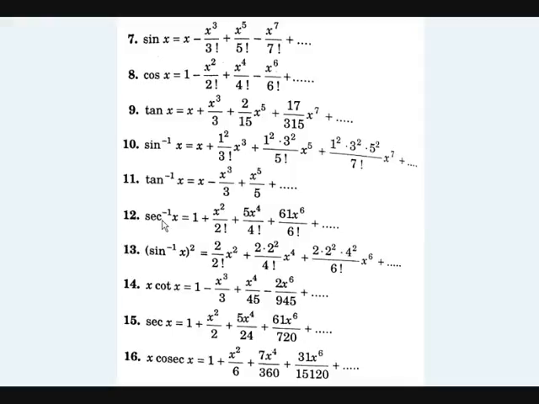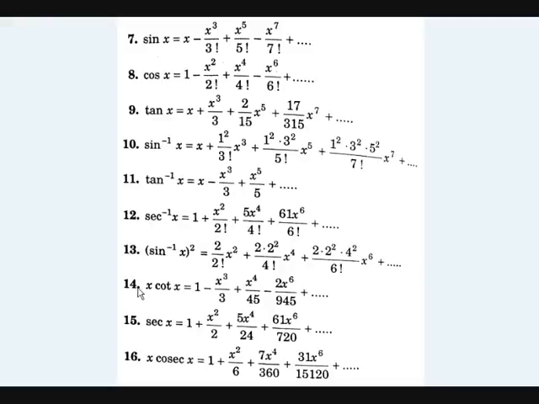Our 12th expansion is secant inverse x is equal to 1 plus x squared by 2 factorial plus 5x power 4 by 4 factorial plus 61x power 6 by 6 factorial plus and so on. Okay, our 13th expansion. The 13th expansion is sine inverse x whole square is equal to 2 by 2 factorial x square plus 2 into 2 square by 4 factorial x power 4 plus 2 into 2 square into 4 square by 6 factorial into x power 6 plus and so on.